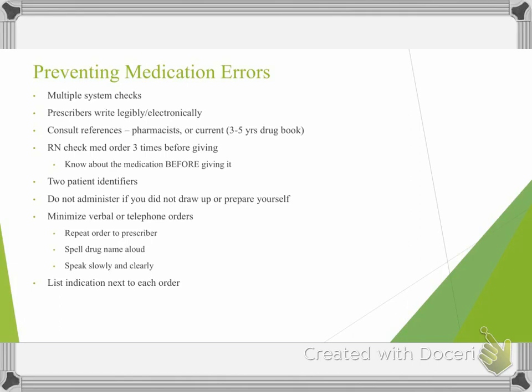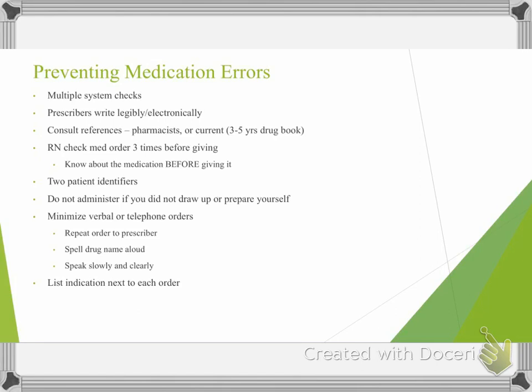You want to minimize verbal or telephone orders. Only want to do this in a stat situation. Repeat the order to the prescriber. You want to read back and verify. This is what they said. You need to spell drug names aloud so that we're very clear as to which drug it is. Then we need to speak slowly and clearly. If you don't understand, you have to ask for clarification.